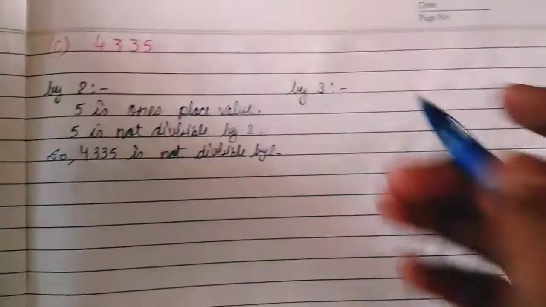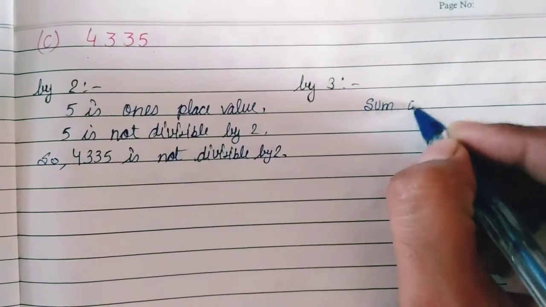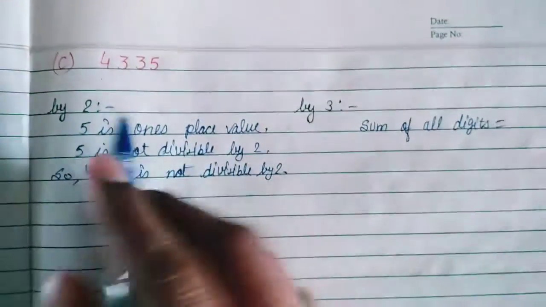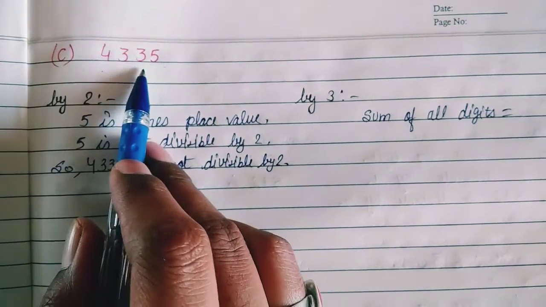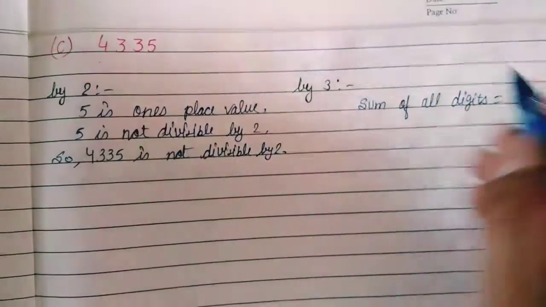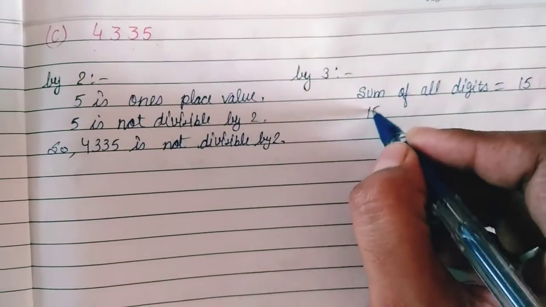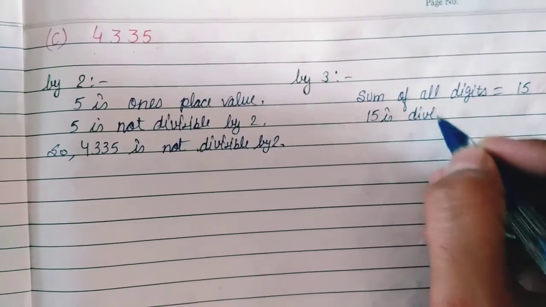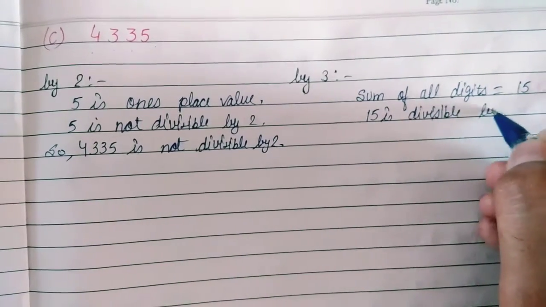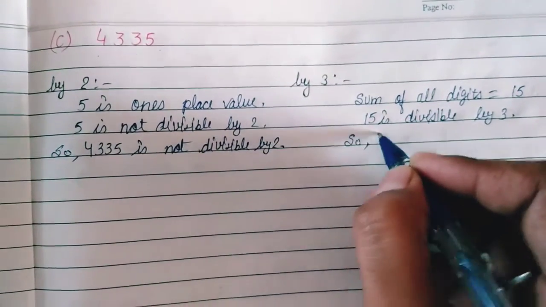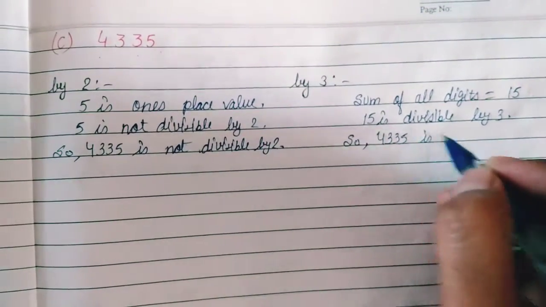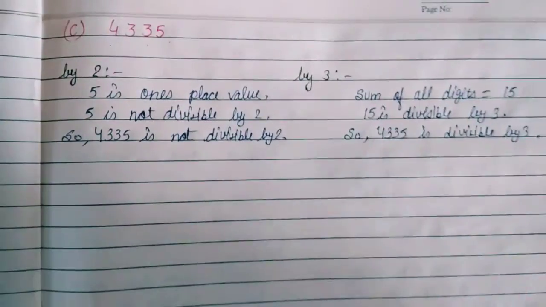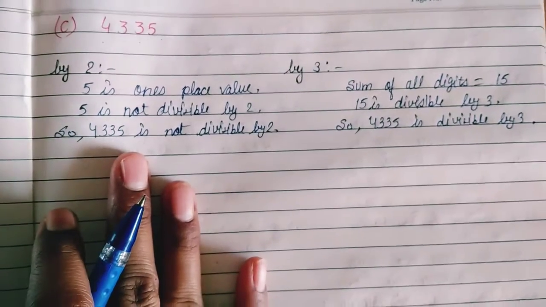But for practice we will check the divisibility of 3. Sum of all digits. Simply we can add all digits. 4 plus 3 is 7, 7 plus 3 is 10, 10 plus 5 is 15. Is 15 divisible by 3? Yes, 15 is divisible by 3. So the number 4335 is divisible by 3. But for 2, the condition is not satisfied.